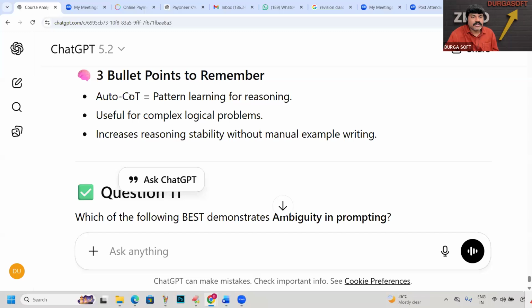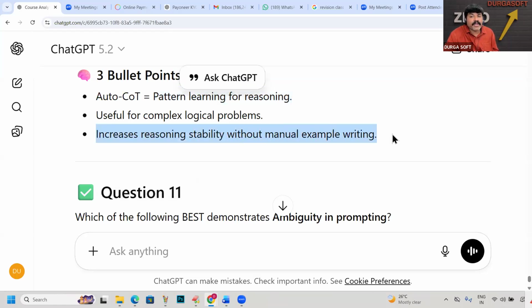Okay, next. Which one is the correct one, sir? I'm getting confused with auto COT. It will generate steps on its own. That is also whatever we covered, better to follow that. Okay, sir: auto COT pattern learning from reasoning, useful for complex logical problems, increases reasoning stability without manual example writing. We are not going to provide any reasoning steps. Auto reasoning is going to be performed by my AI model only.